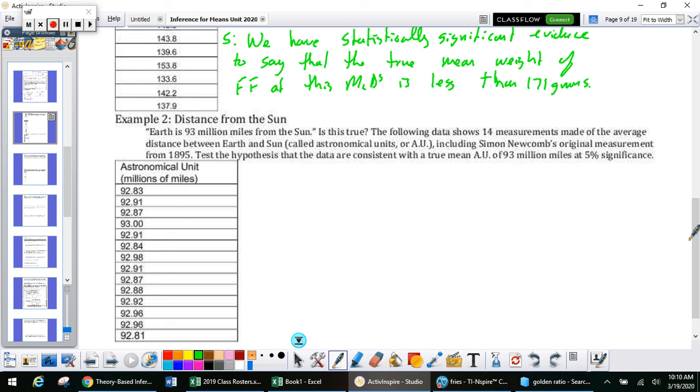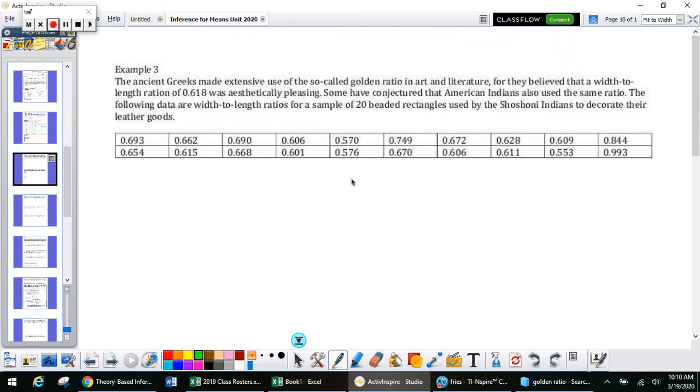I'm going to skip this next one. We're going to jump to number 3 here. So ancient Greeks used this golden ratio. Maybe you guys have used the golden ratio in art or photography or anything like that. But basically it talks about the width to length ratio being around 0.618. And they just believed that that number is visually pleasing. So some have conjectured that American Indians also used the exact same ratio.